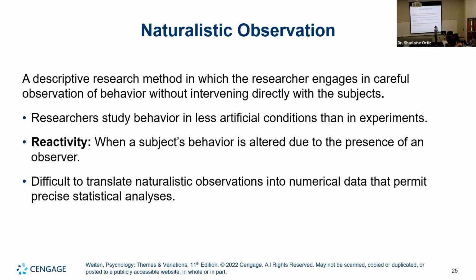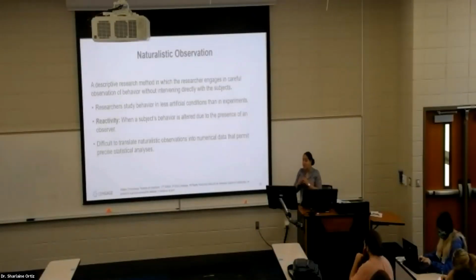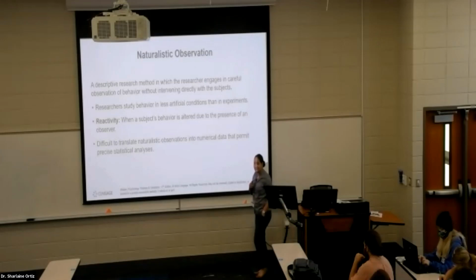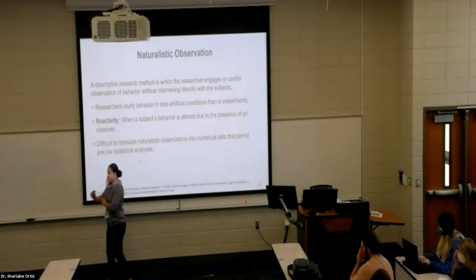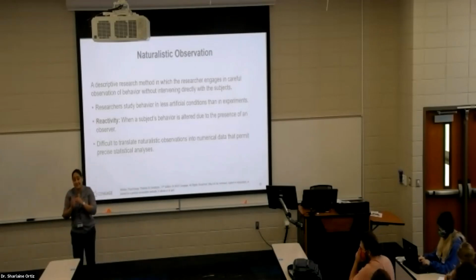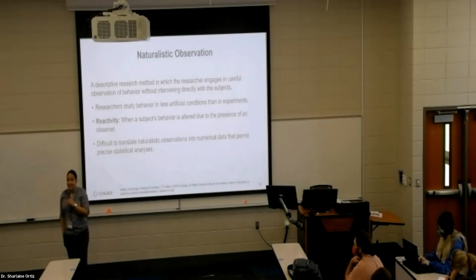In a naturalistic observation, what are we doing? Well, definition, it's in the term. We are trying to observe behavior without intervening with the subject at all. So I like to call that watching you in the wild, right? Watching the subject or the animal or the participant in their natural habitat without their knowledge. Right? People are like, well, people do that. They do that.